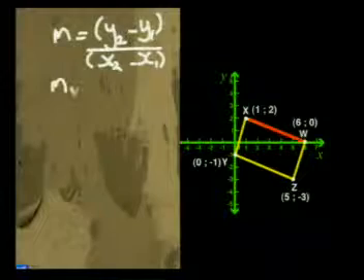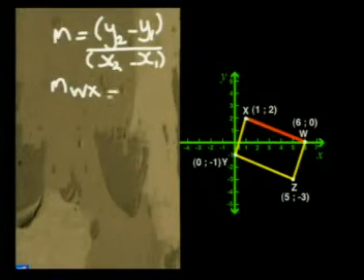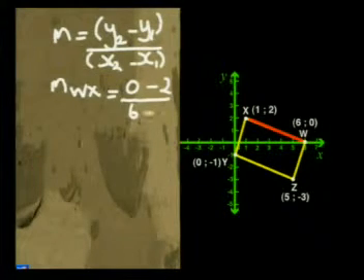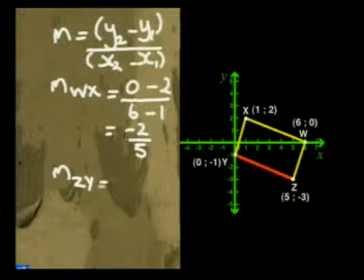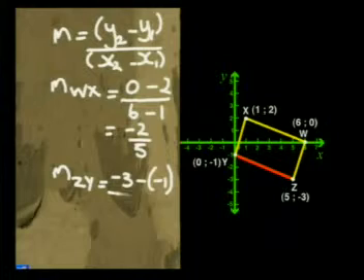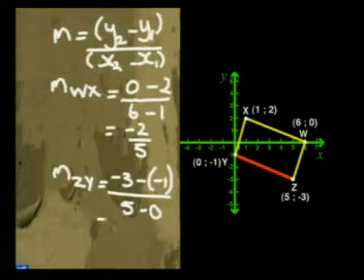Yes, so the gradient of WX is 0 minus 2 over 6 minus 1, which is equal to negative 2 over 5. The gradient of ZY is negative 3 minus negative 1 over 5 minus 0. That's also negative 2 over 5.